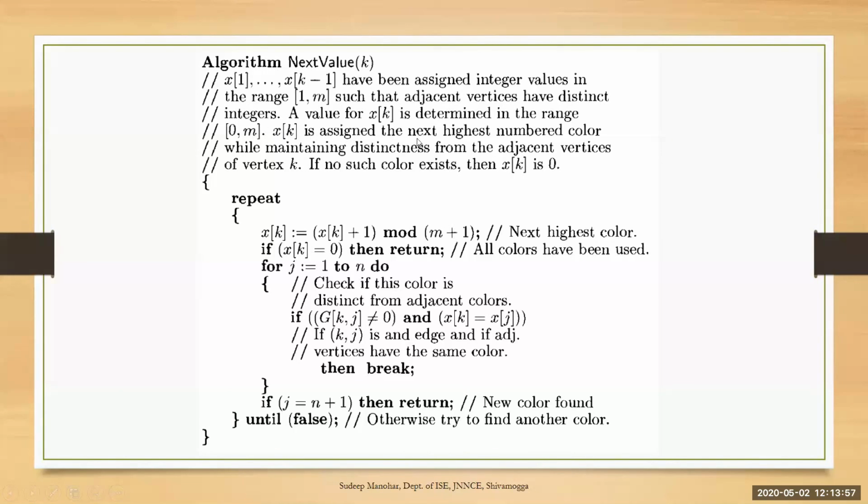x of k is assigned the next highest numbered color. We start from 1 and go on assigning the next highest numbered color while maintaining distinctness from the adjacent vertices. You have to check the vertices that are adjacent for the same color, and then you color the vertices. If no such color exists, x of k is 0. So while giving the colors, if no such color exists, then x of k will be set to 0.